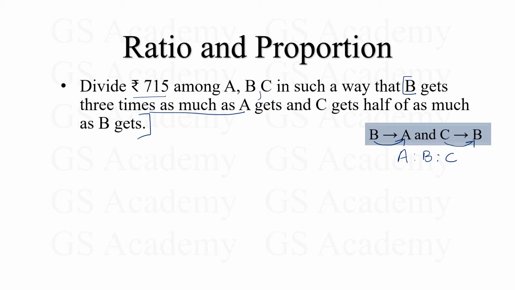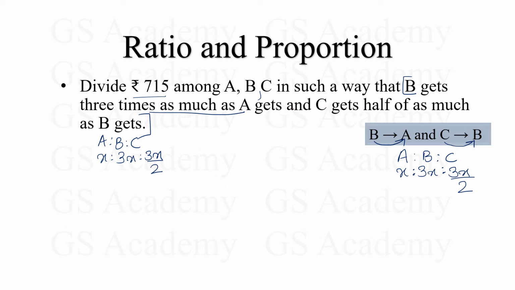So in such a case, we will assume A as x. B is 3 times of A, so this becomes 3x, and C is half of B, so 3x upon 2. So the ratio A is to B is to C is x is to 3x is to 3x upon 2.